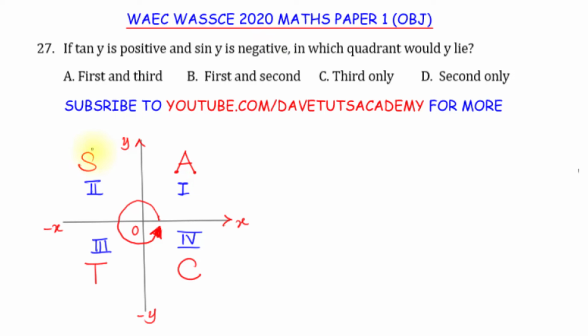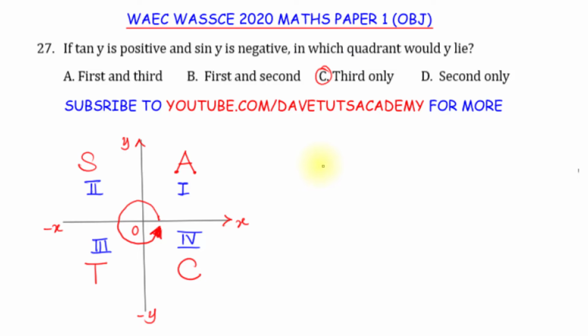Then in the second quadrant, we see that the sine is positive, so it's not meeting this criteria because they are saying sin y is negative. But here in the third quadrant, you can see tan is positive and every other one is negative. So of course sine will be negative. So this third quadrant satisfies the condition that tan y is positive and sin y is negative. That means in this particular case our solution will be option C. It will be option C.